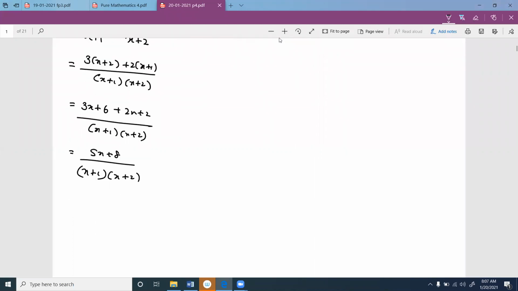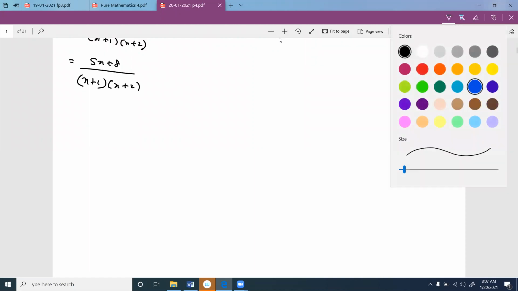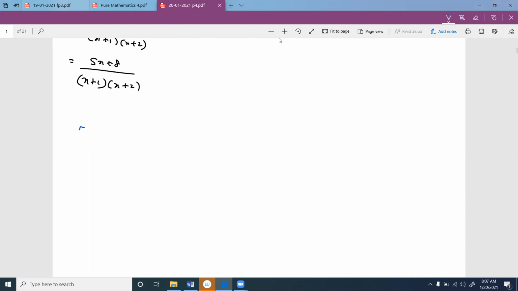The partial fraction is the opposite process of this. The partial fraction is just the other way around. They give us this fraction, 5x plus 8 over x plus 1 into x plus 2, and you need to write it as partial fractions. Or they might give you the question like this.